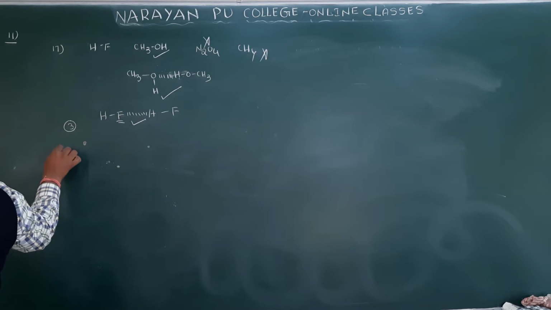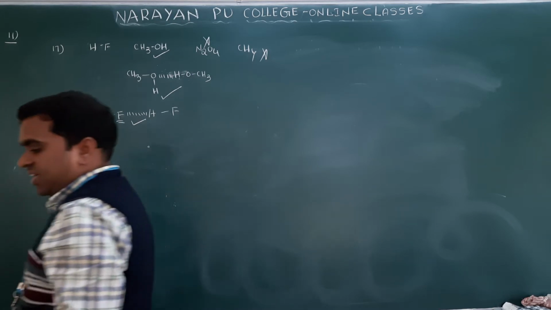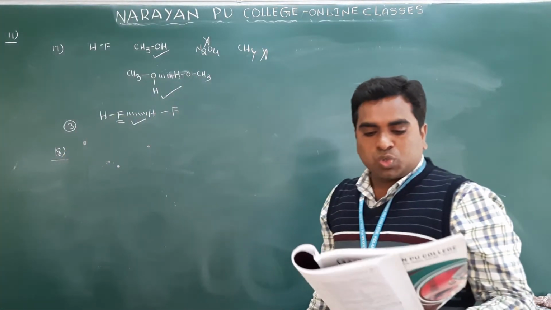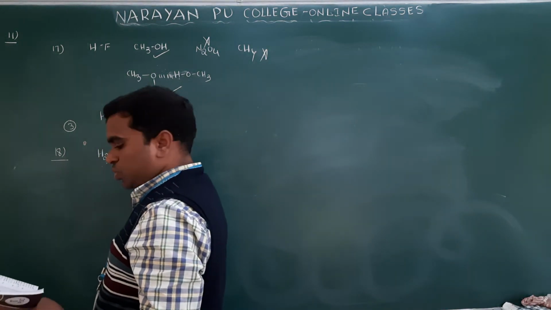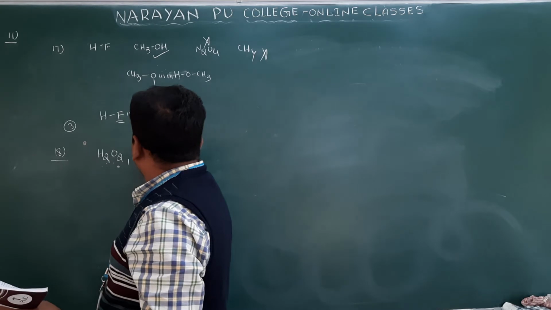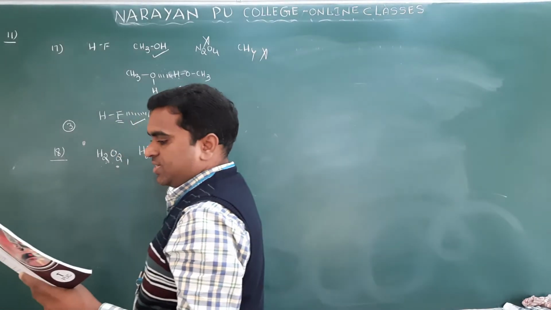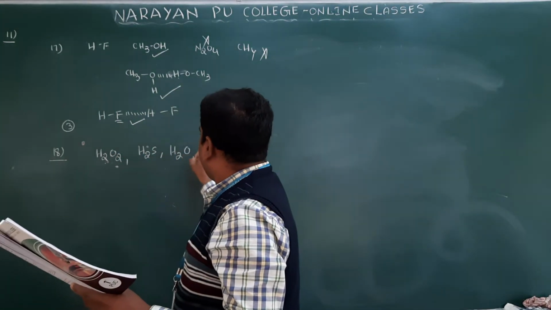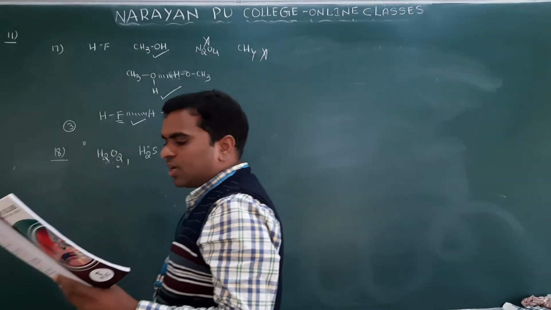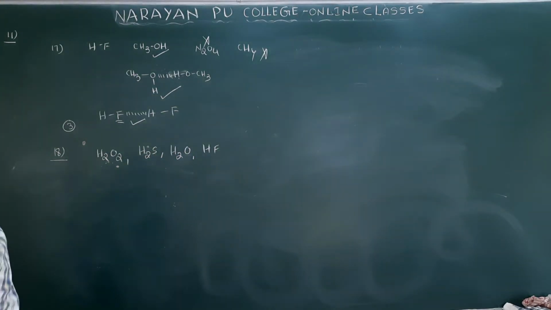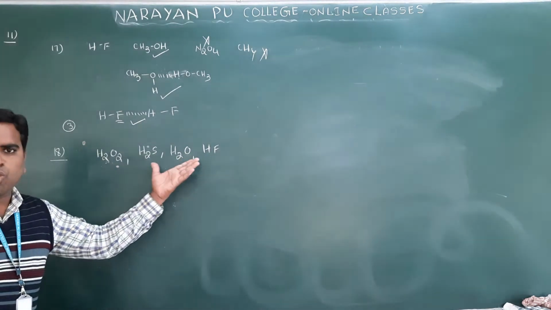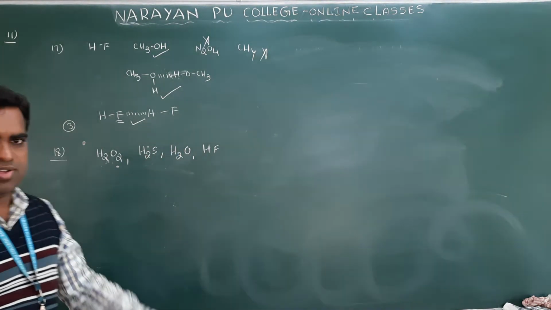Clear? Next one. Coming to question number 18: H2O2, H2S, H2O, HF. Clear? This is also a very important question. What is the correct order of decreasing extent of hydrogen bonding? They are asking for the order where hydrogen bonding is highest.